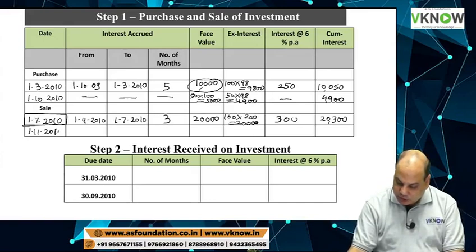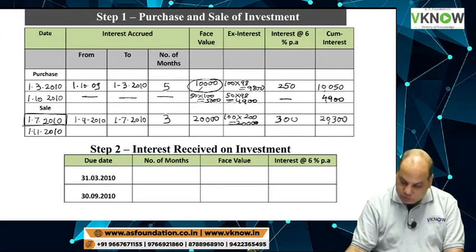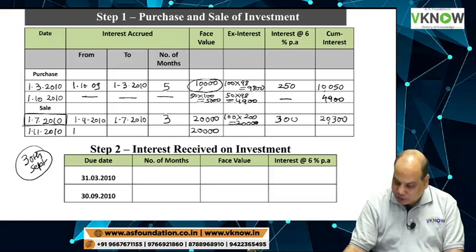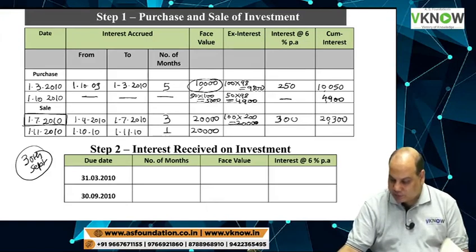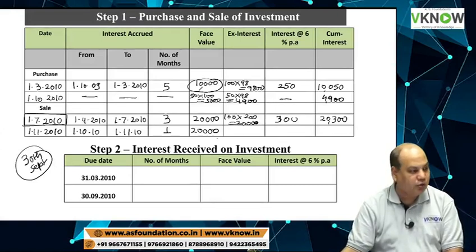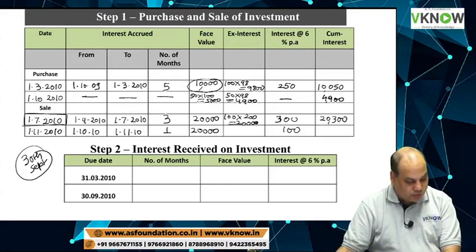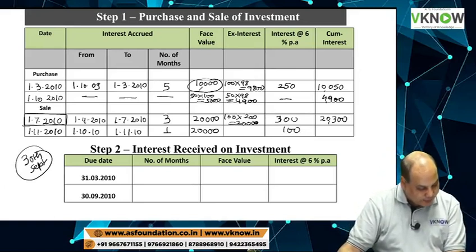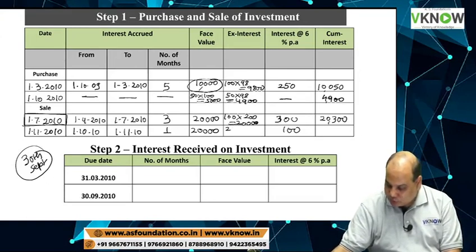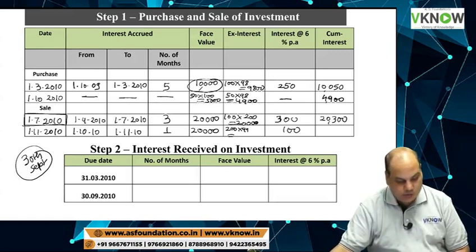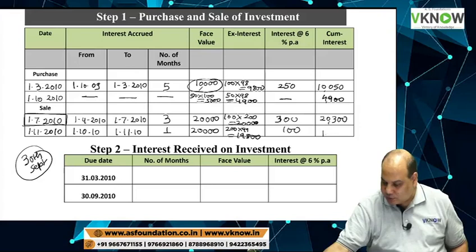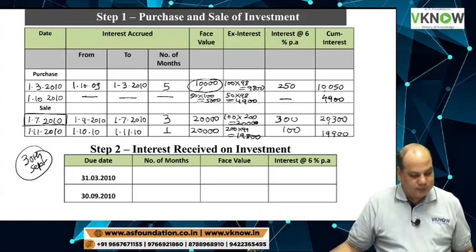One more sale was made on 1/11/2010. One more sold 200 units. So 20,000, and interest will accrue from 30th September onwards. So I will write 1st October 10 to 1st November 10. That is hardly 1 month. So you will take 20,000 into 6% into 1 by 12. That is 100 rupees interest. And it was sold on ex interest basis. So 200 into 99, ex interest amount is 19,800, plus 100 is 19,900.